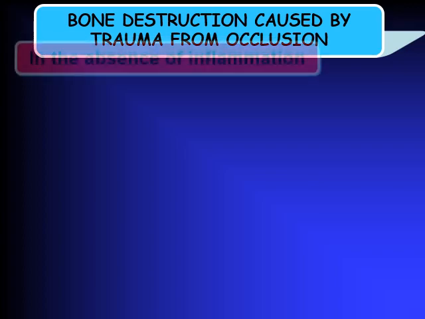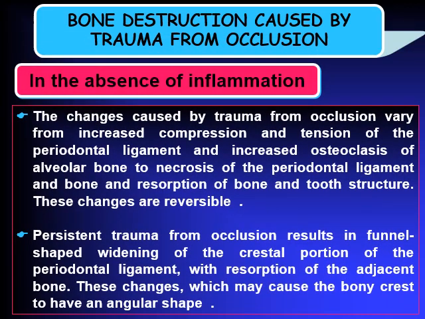Then the other factor which affects the equilibrium between bone formation and bone resorption is, as we mentioned, trauma from occlusion. We mentioned the spread of chronic gingival inflammation to the underlying periodontium, causing bone loss. Then bone destruction may be caused by trauma from occlusion or a combination of both. You already took trauma from occlusion, and you know many things about it.